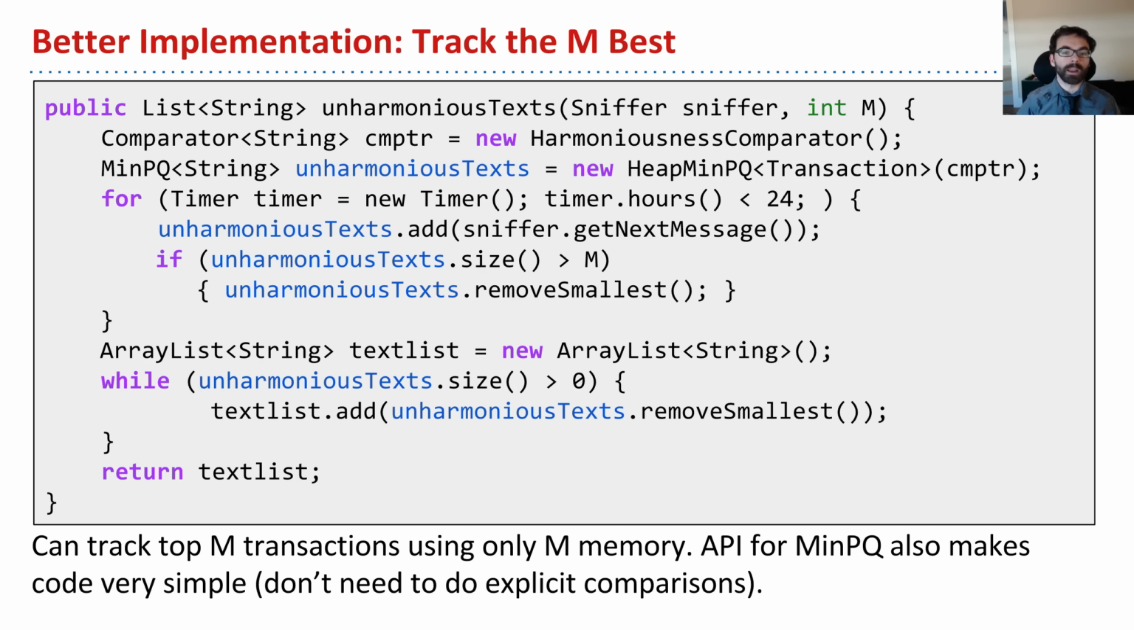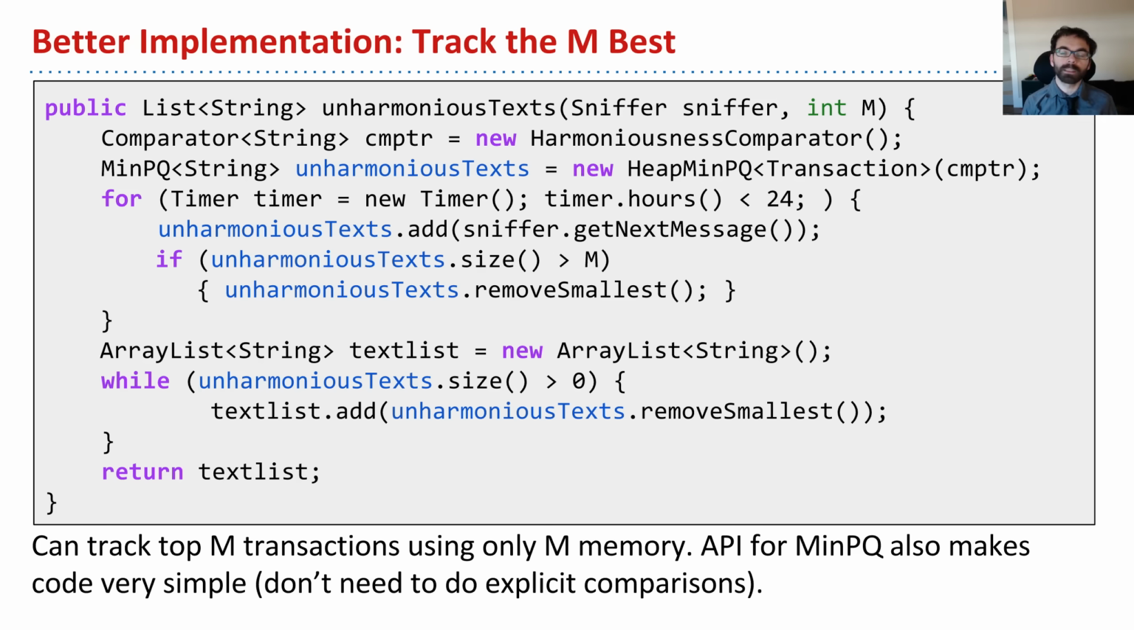And as a result, when I'm done, the sock contains only the m largest things in the entire day's logs. Then we just create a list of texts. We go through our unharmonious texts sock and add each of them to the list, and the way we do that is just removing them one by one. In this case, we don't really care what order they're in, so that should be fine. Once we're done, we return the text list. So what that does for us is it lets us track the top m transactions using only m memory.